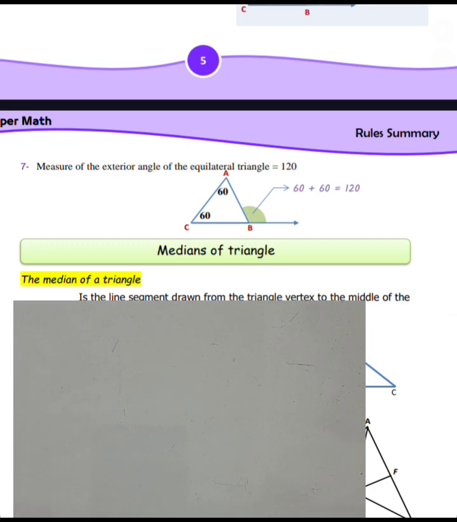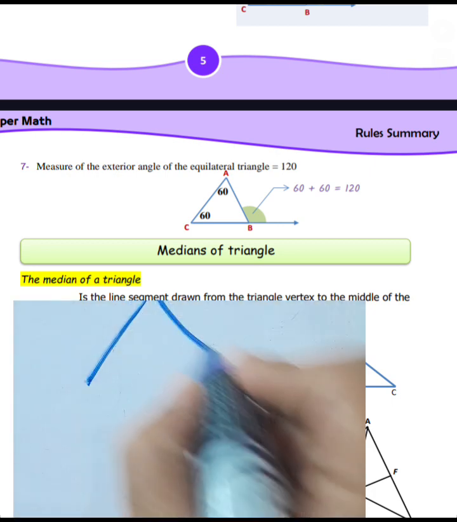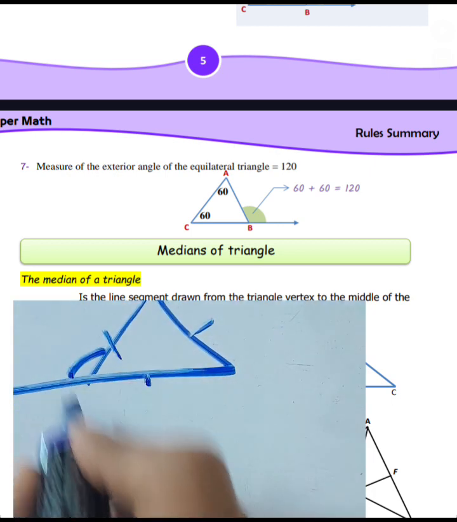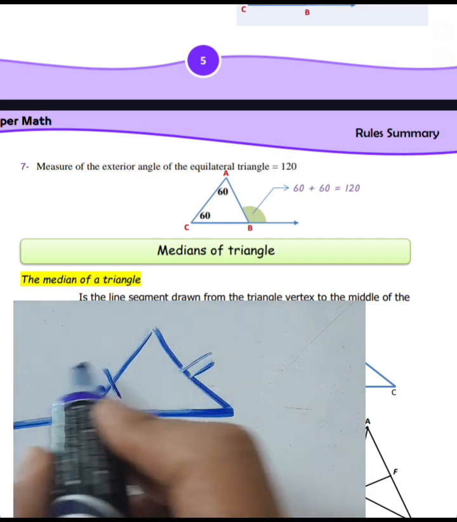The measure of an exterior angle of an equilateral triangle will be 120 degrees. We have an equilateral triangle, then the measure of its exterior angle will be 120 degrees.